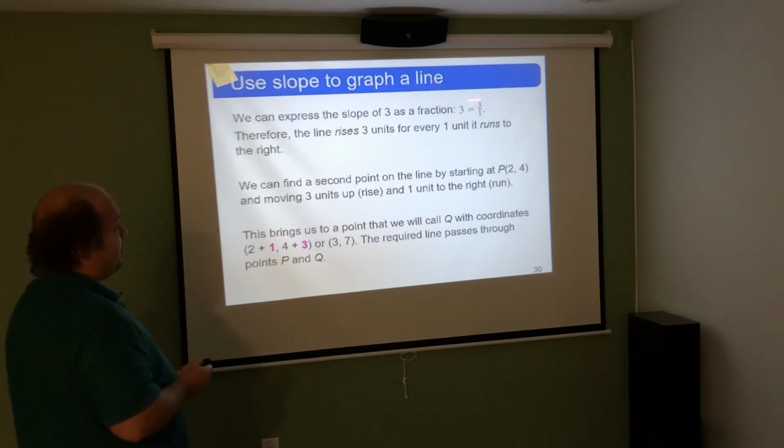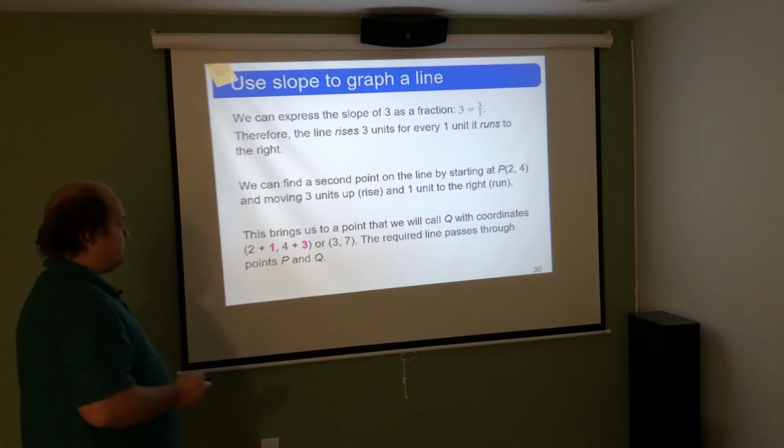So here it's just showing they changed that 3 to a fraction, so they have it as rise over run. Then they start from their starting point they were given. They move 3 units up, so from 4 they go to 7. You move 1 unit right, so from 2 they go to 3.